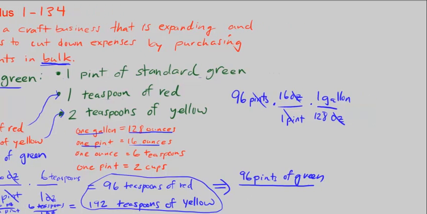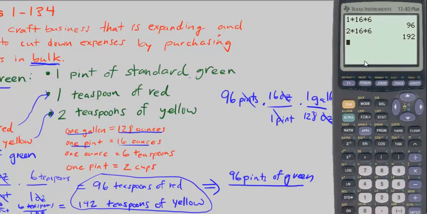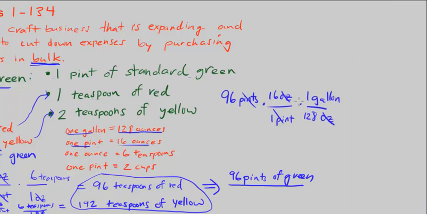Then we bring back our calculator and multiply 96 times 16. This is divided by 1, so we don't have to do that. And then we divide that by 128. That's equal to 12. So 96 pints is equivalent to 12 gallons. We need 12 gallons of our standard green.